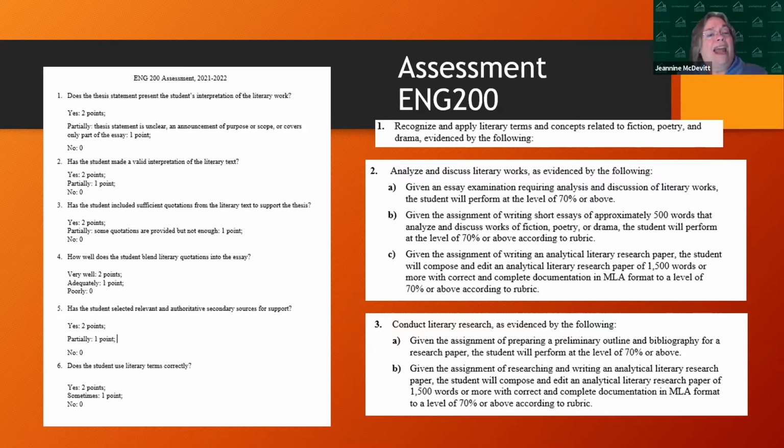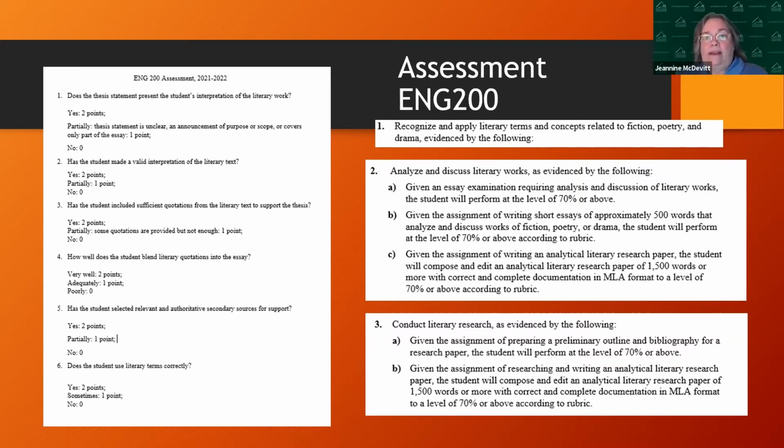Again, don't be afraid to go with 1 point or even with just a no answer about this. The announcement of purpose. In this paper, I will discuss the theme of Edgar Allan Poe's The Purloined Letter. I will discuss as the announcement of purpose or scope. That's the only thesis there is. That is a flaw. Has the student made a valid interpretation of the literary text? Yes, partially, and no. Again, you'll assign points based on what you actually think about this.